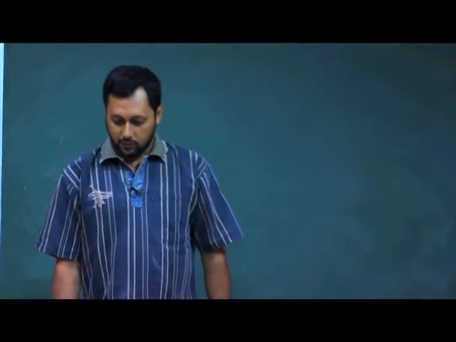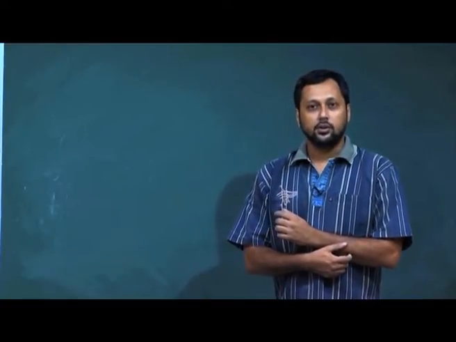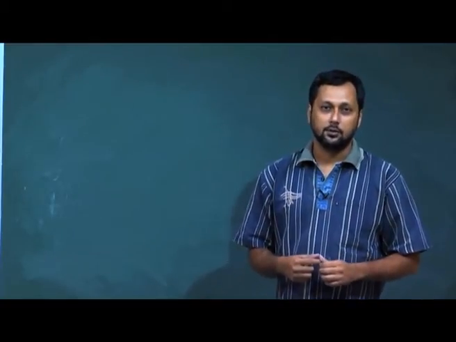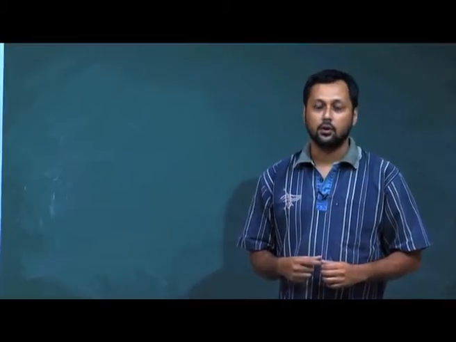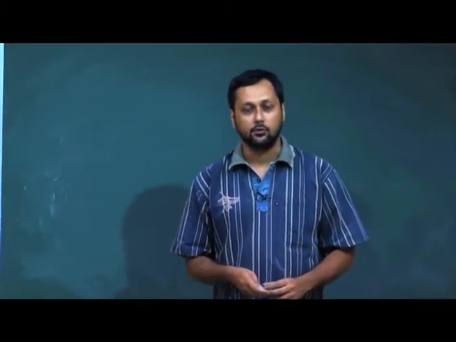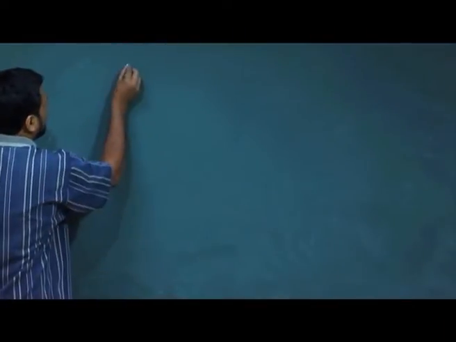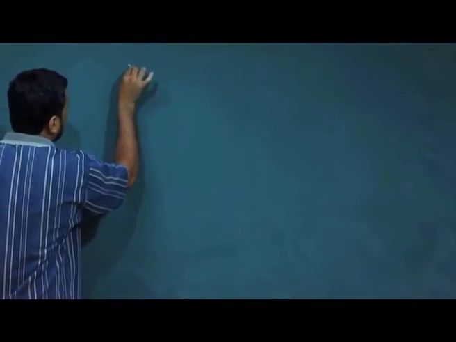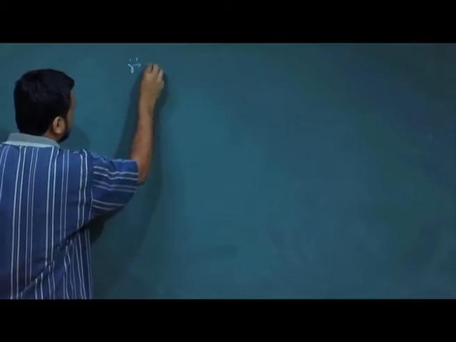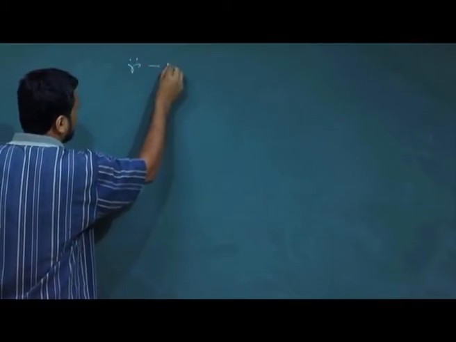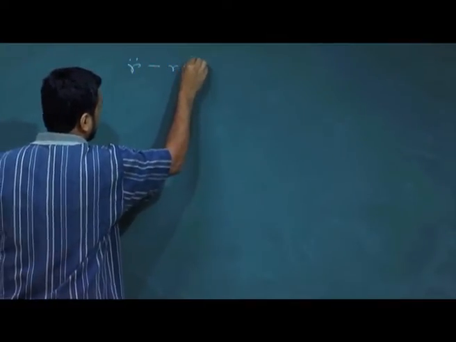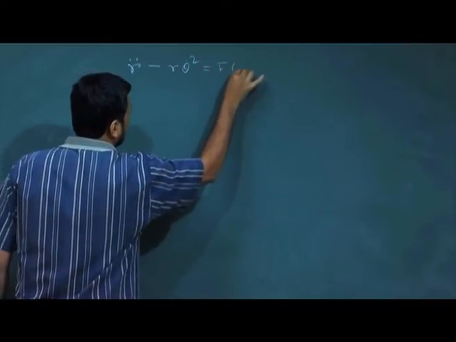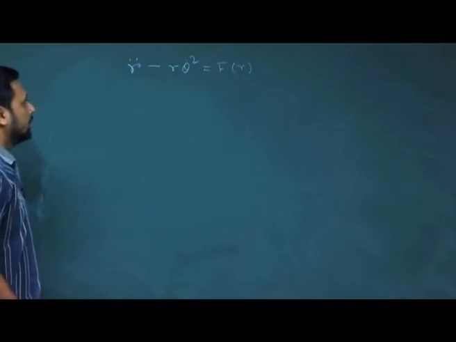Okay. So, today in this class we are going to discuss the equivalent one dimensional motion, or one dimensional problem, for a central force field. The description of the problem is as follows. If you recall, the basic Newtonian differential equation of the motion was r double dot minus r theta dot square is equal to f of r, right.